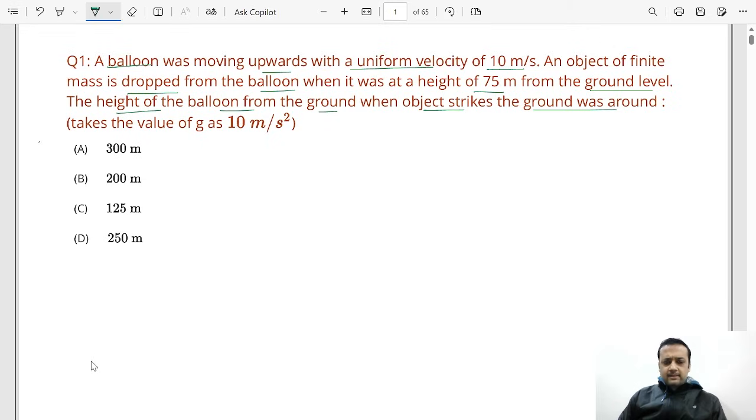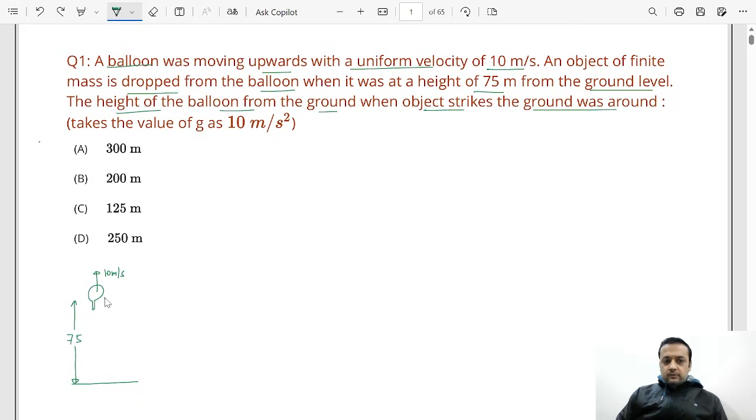So basically what happens is that suppose this is the ground. Now at a certain instance, let us say the balloon is somewhere over here, and this height is 75 meters. The balloon is moving up at a constant speed of 10 meter per second, and then you release a stone. Now when the stone hits the ground, at that instant we have to find the height of the balloon from the ground.